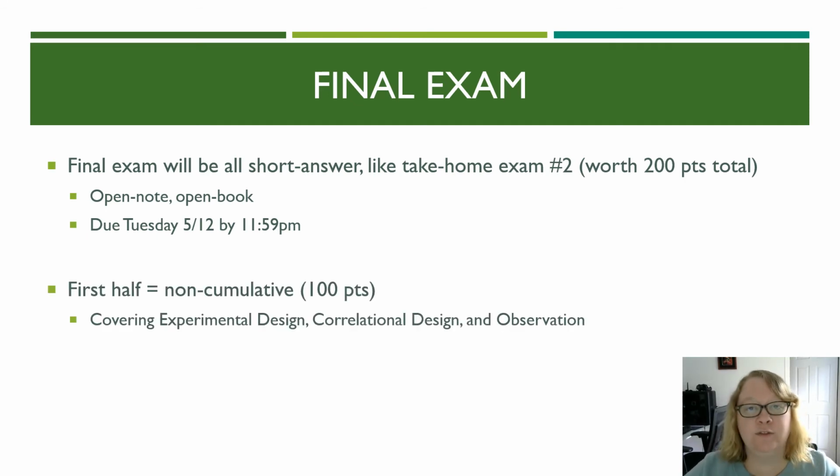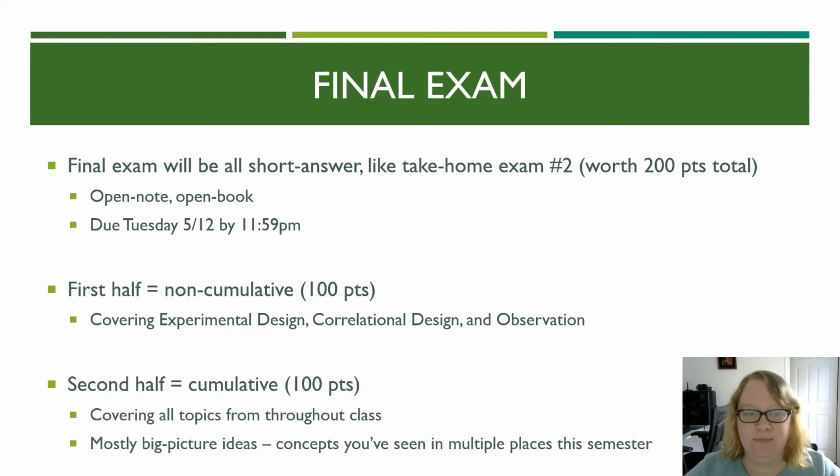All right, now the first half of the exam is non-cumulative. That's the first 100 points of the exam, and that's covering the stuff that we've talked about since exam number 2. So that's experimental design, it's reading experiment articles, it's correlational design, and it's this section on observation as well. The second half then is the cumulative piece, and that's the remaining 100 points of the exam.